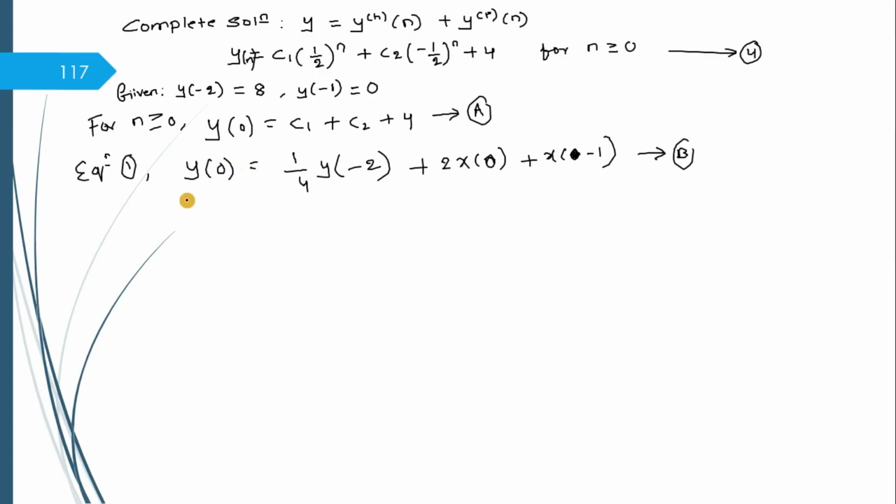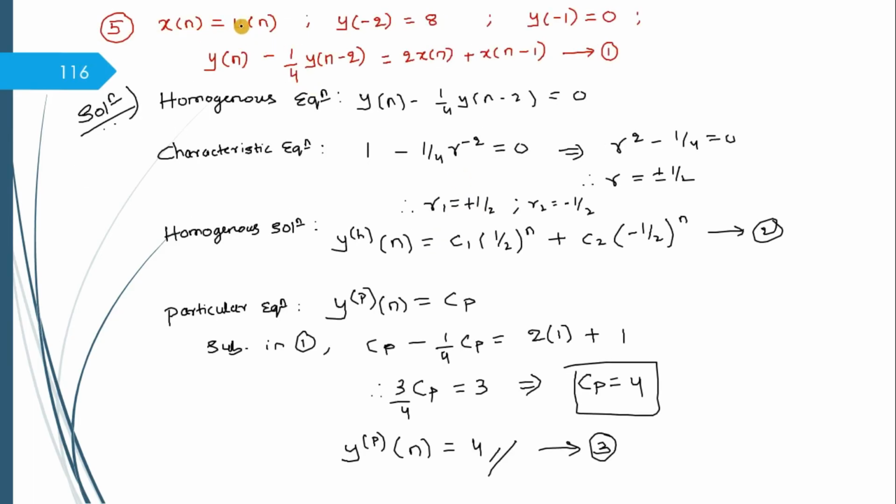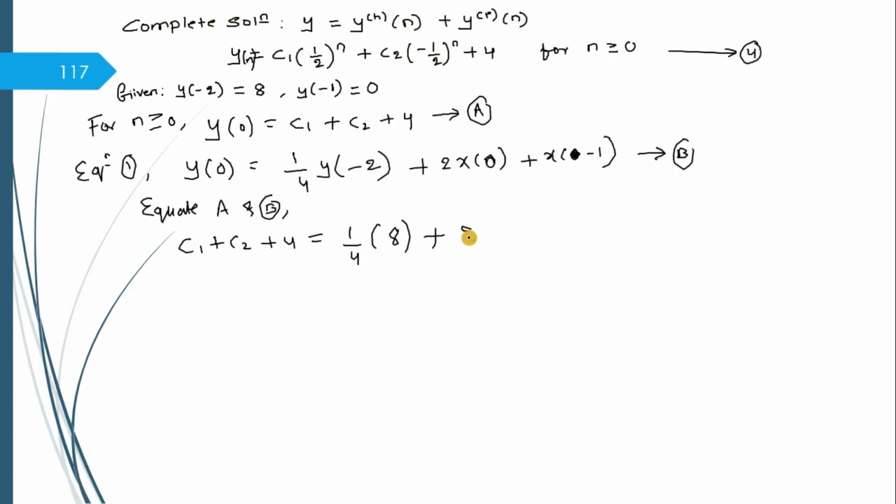Now compare, equate A and B. By equating it, we get C1 plus C2 plus 4 is equal to 1 by 4 into y of minus 2, which is given as 8. Write it. Plus 2 into x of 0. You just see here, x of 0, it is u of n. U of n is 1 there. So that's why I write 2 into 1. X of minus 1, then it is u of n at minus 1. So hence you get it as 0, because u of n will be 0 when n is equal to minus 1.